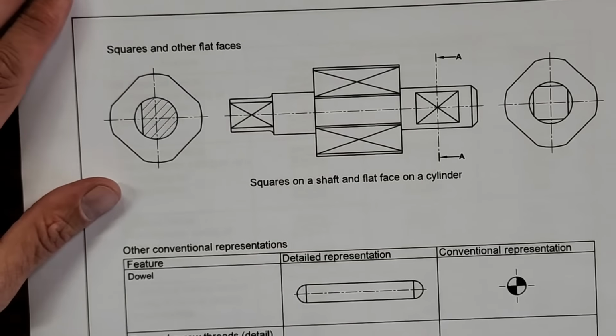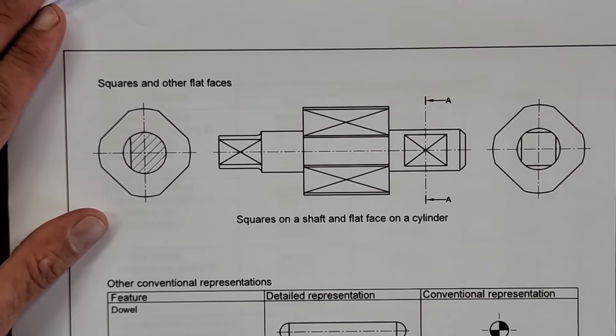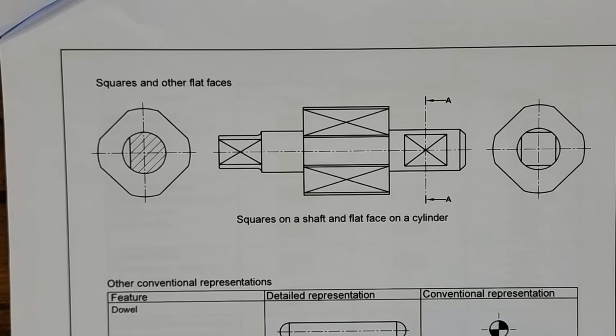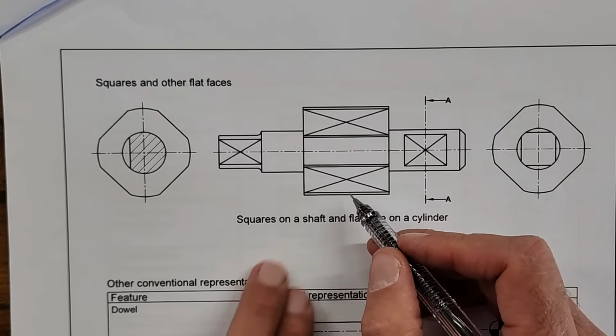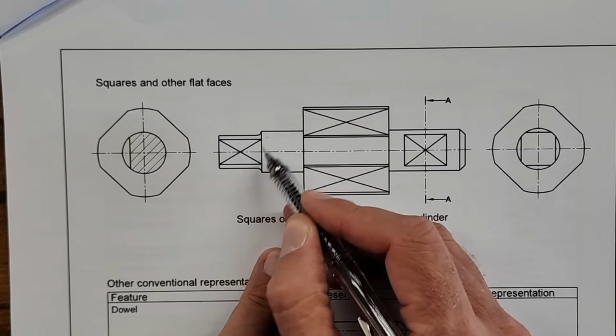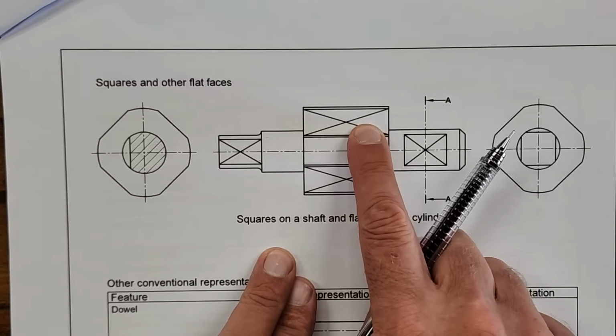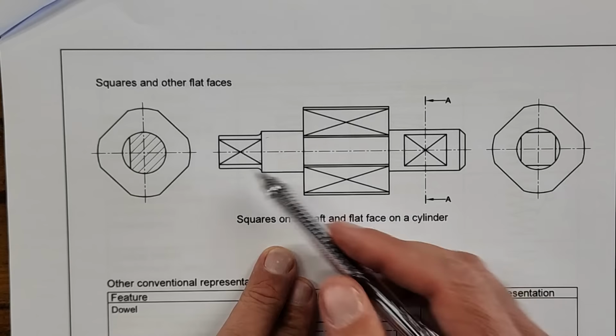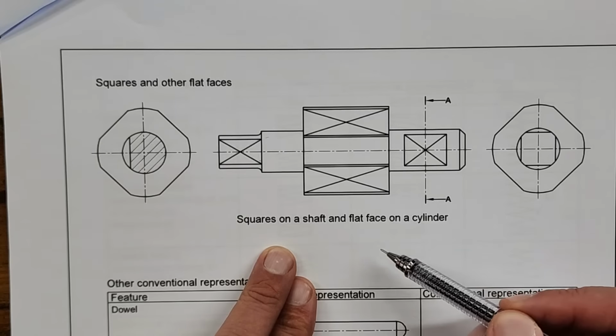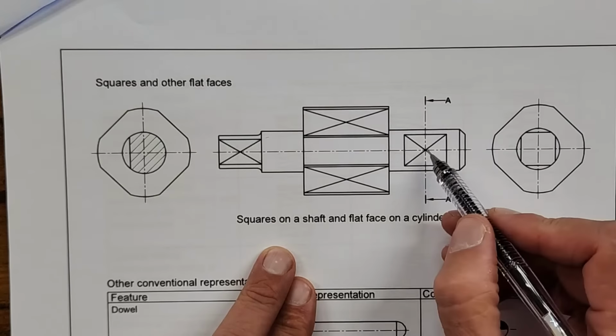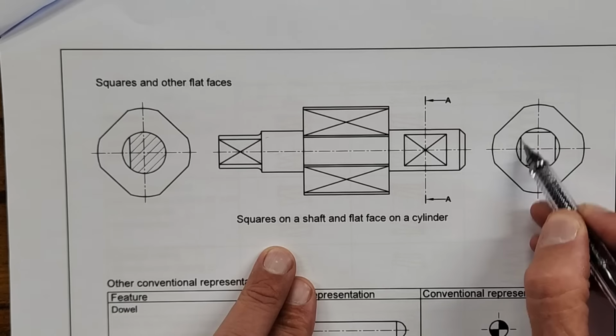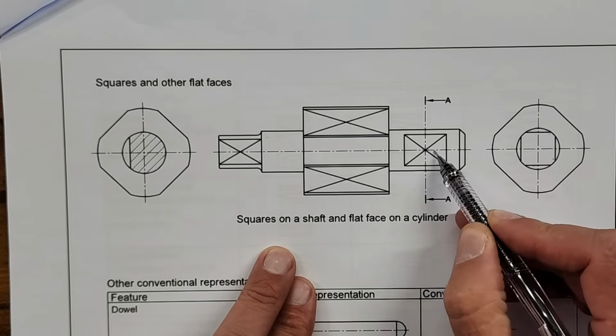All right, next one is squares and other flat surfaces that we can view here. This is a common question. I haven't seen many papers without a question like this. When there's a cross on a surface, it means that that surface is flat, or that there is actually a square on a shaft, on a cylinder. And there you can see the side view without those flat surfaces indicated.